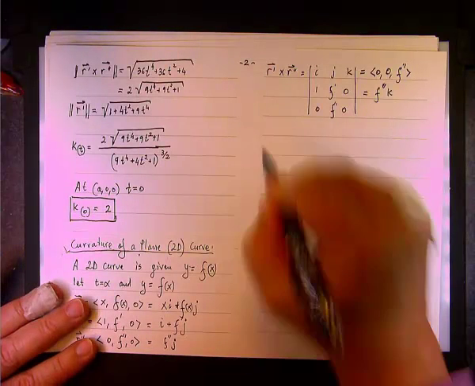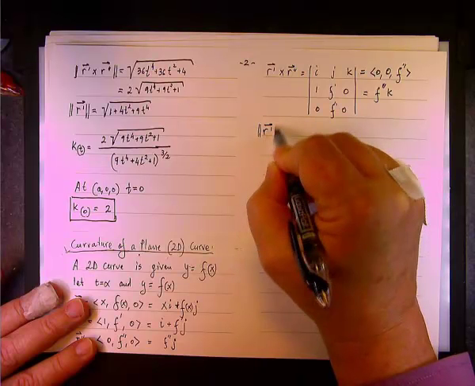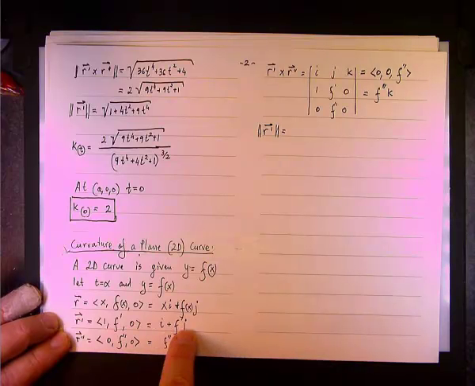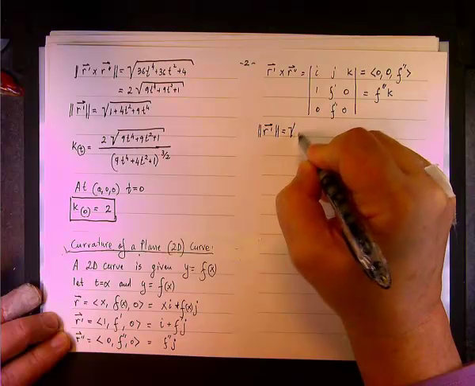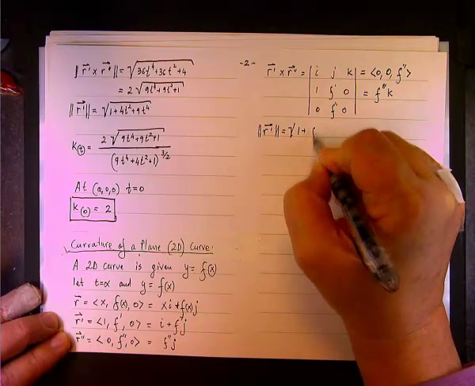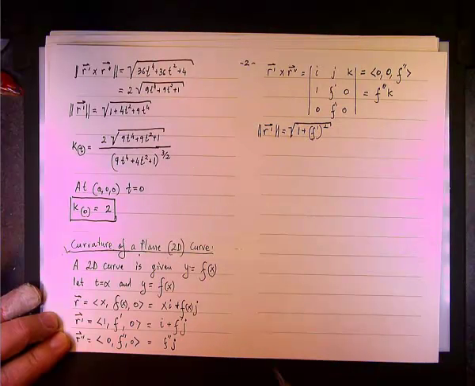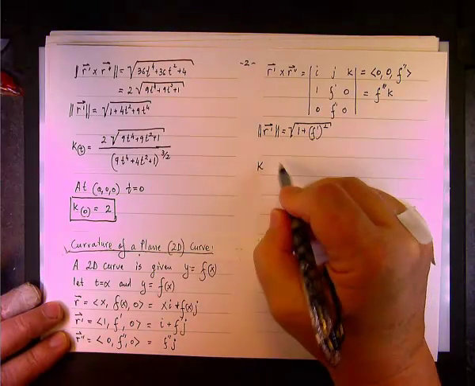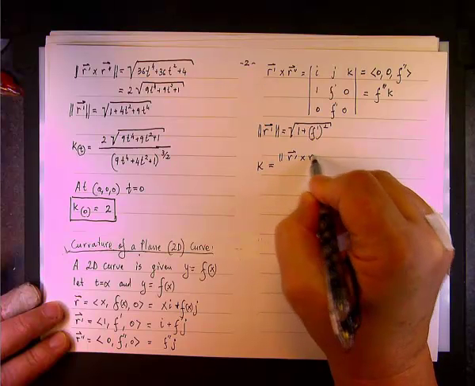And for the denominator, we need the magnitude of r prime. The magnitude of r prime is simply the square root of 1 squared plus f prime squared, or 1 plus f prime squared, like so. And the curvature now becomes the following expression.